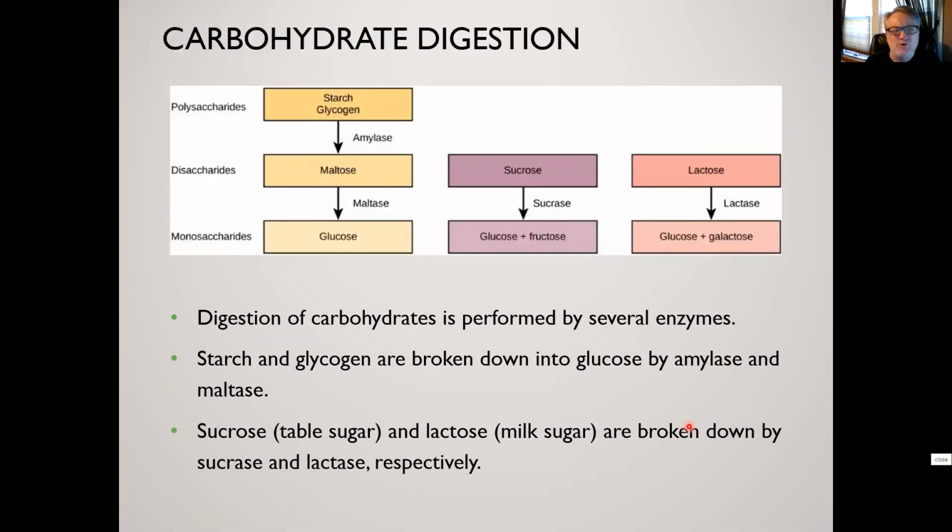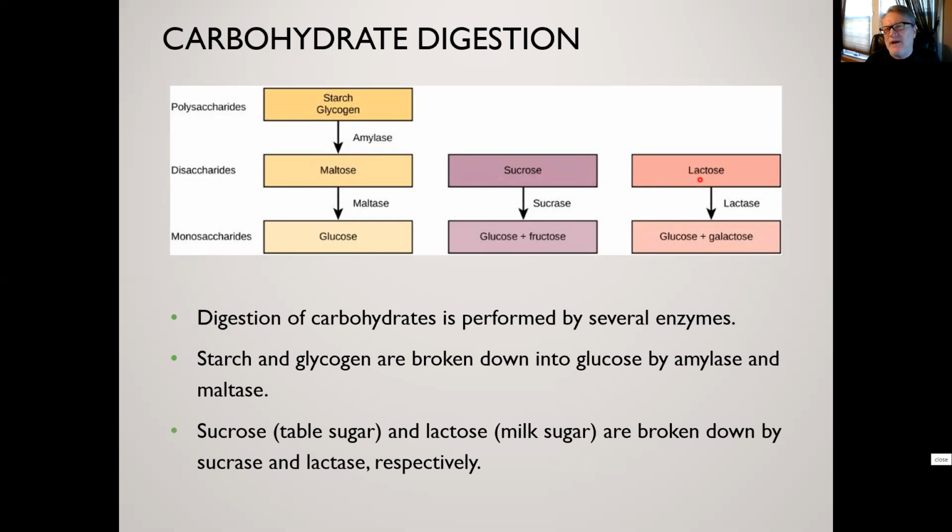Carbohydrates are the last major nutrient, and we actually begin the process of breaking down starches right there in the oral cavity using amylase. A large polysaccharide, the complex carbohydrates, together with things like glycogen, would be broken down by an amylase, but that only breaks it down into a disaccharide.